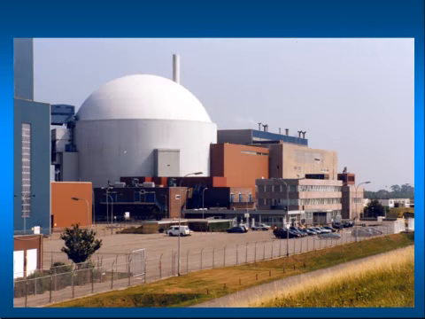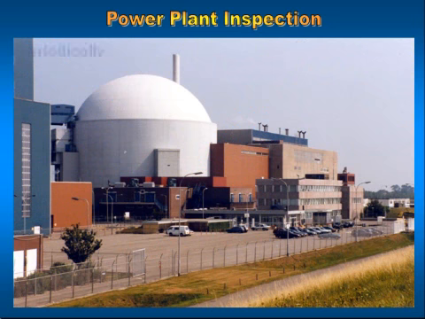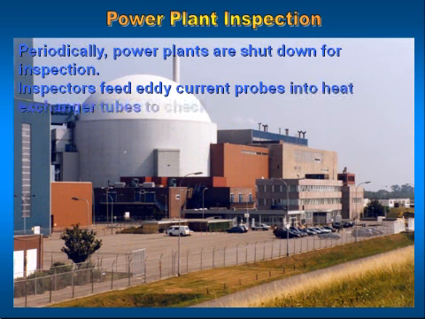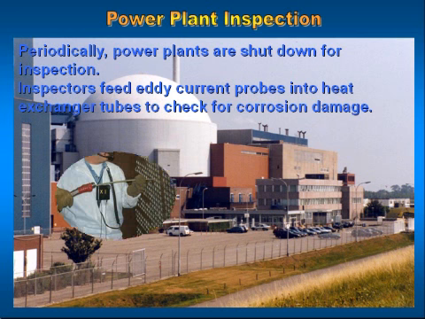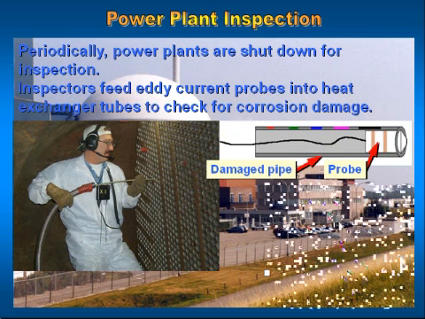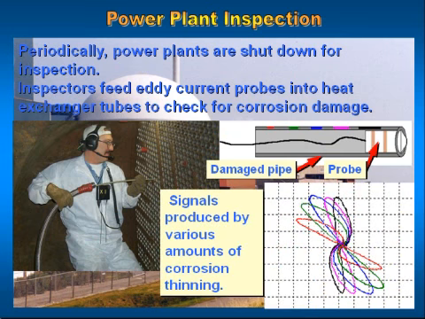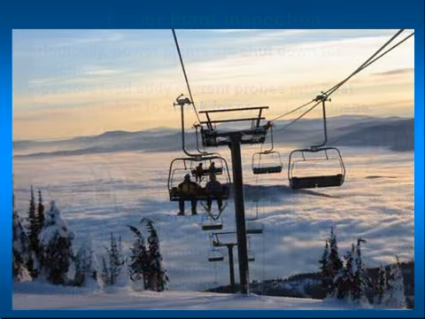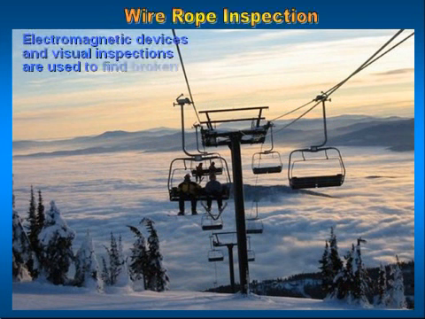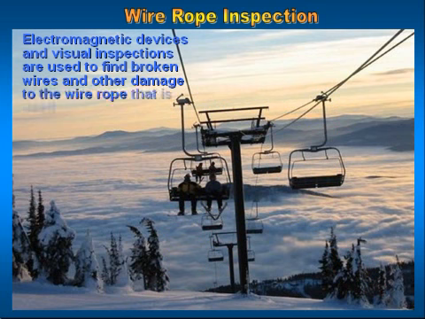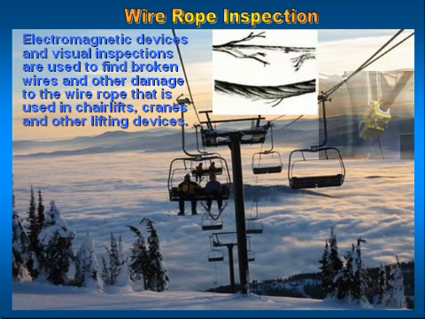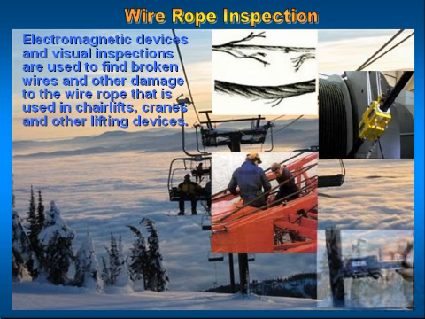Power plant inspection. Periodically, power plants are shut down for inspection. In this example, inspectors are feeding an eddy current probe into a heat exchanger tube to check for corrosion damage. In this slide, electromagnetic devices and visual inspections are used to find broken wires and other damage to the wire rope that is used in chairlifts, cranes, and other lifting devices.